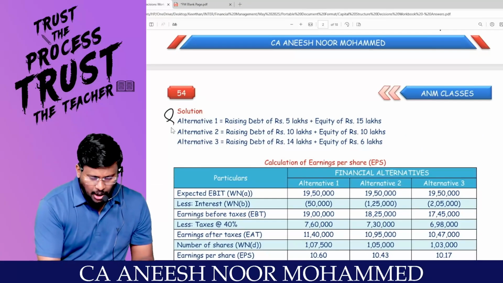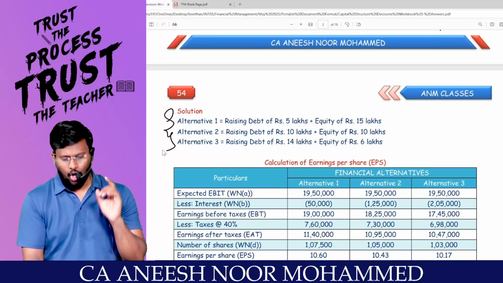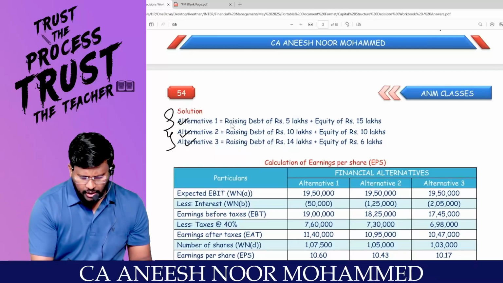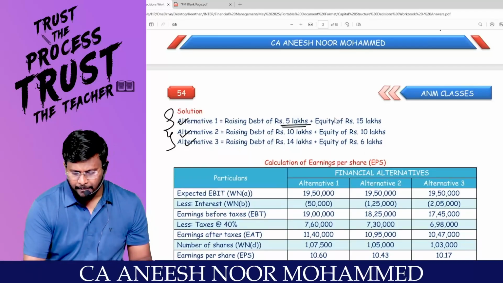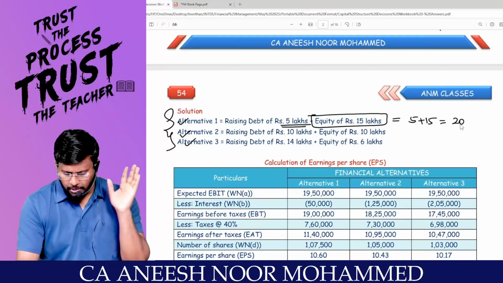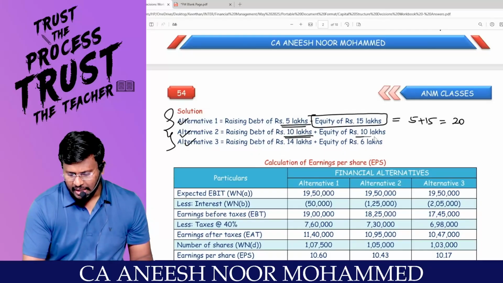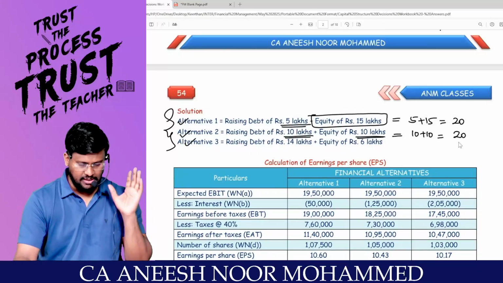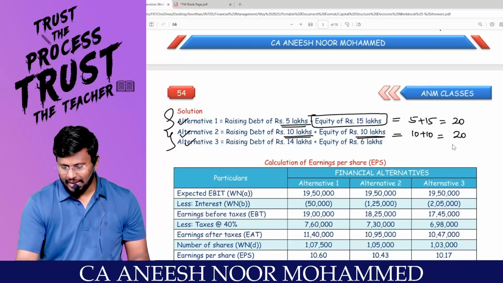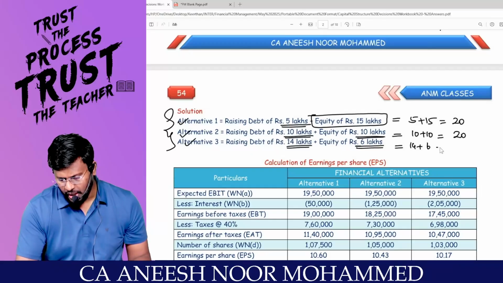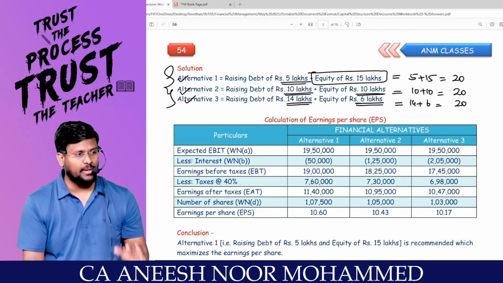So how many alternatives do I have? 3 alternatives. Alternative number 1, alternative number 2, alternative number 3. What is alternative number 1? Raising debt of 5 lakh and equity of 15 lakh, because 5 plus 15 is total 20 lakhs. Alternative number 2, raising debt of 10 lakh and equity of 10 lakh, which comes to 20 lakhs. Alternative number 3, raising debt of 14 lakh, balance equity of 6 lakh, so 14 plus 6 comes to 20 lakhs. Are you really with me?